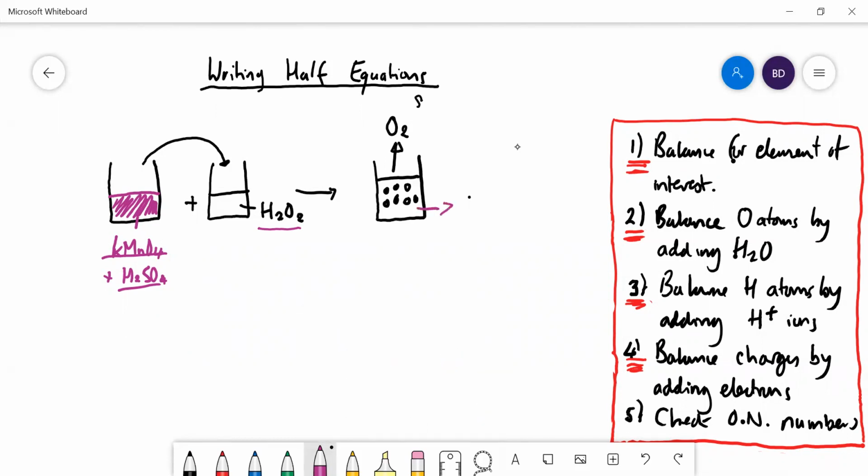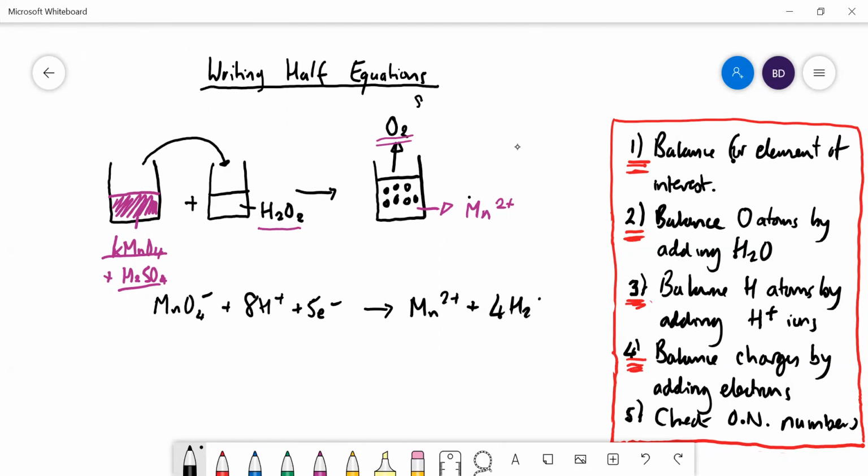because the manganate gets converted, or gets reduced to Mn2+, and you see lots of frothing and oxygen gas is evolved. So the manganate half equation we've done already, we just did it a minute ago, but I'll write it down as complete. It's MnO4 minus, and it's 8H plus, and 5 electrons goes to Mn2 plus and 4H2O, and that's it. Right, let's see what happens to the hydrogen peroxide.